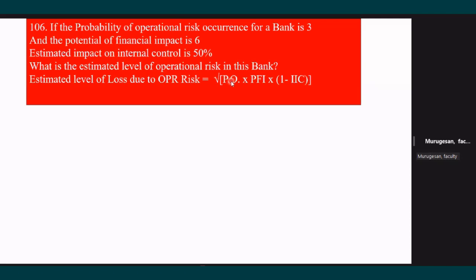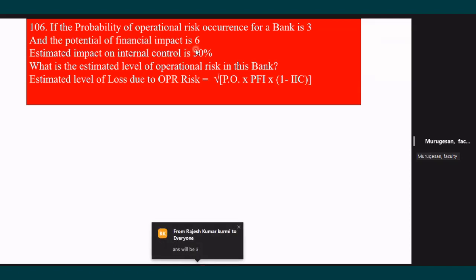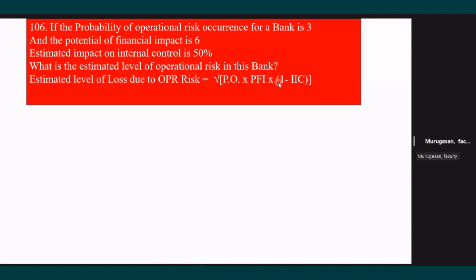Next, they will give the potential financial impact. Because of any fraud, the bank's image or finances will be impacted. So the potential financial impact is 6. That is called PFI. You only remember the formula, madam, then you can do it. They will give the data like this only. Estimated impact on internal control, that is called IIC.